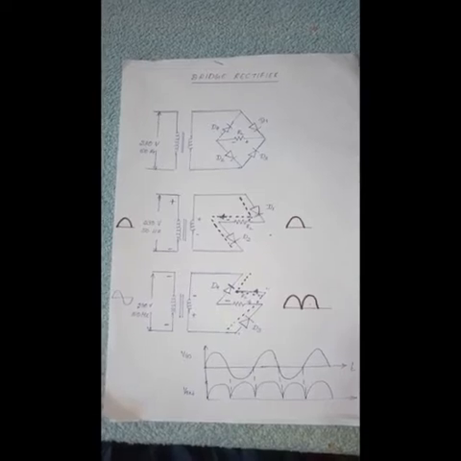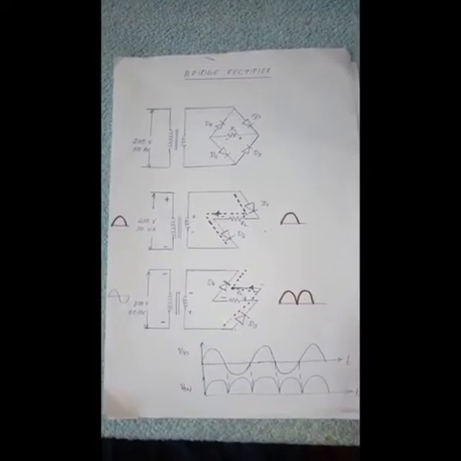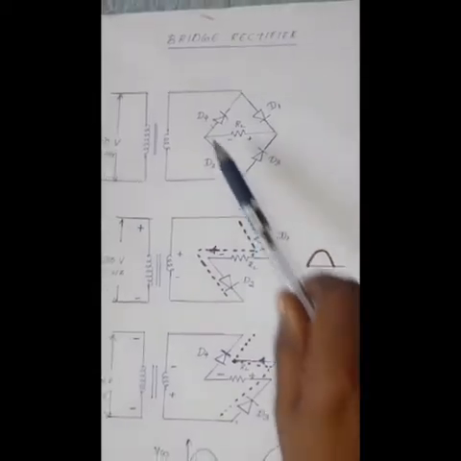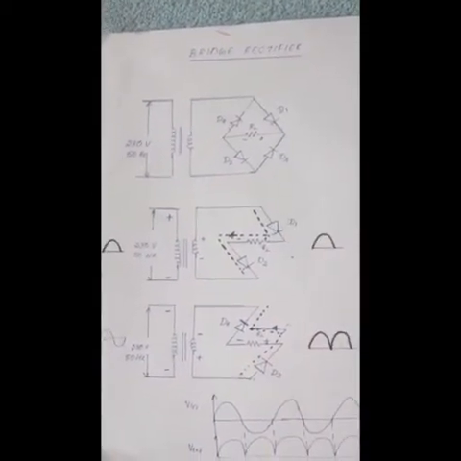So in this setup, a transformer is used at the input side to step down the primary voltage, that is the voltage from AC mains. And the secondary of the transformer is connected to 4 diodes, which is in the form of a bridge. That is why it is known as a bridge rectifier. Now let us see the working of a full wave bridge rectifier.